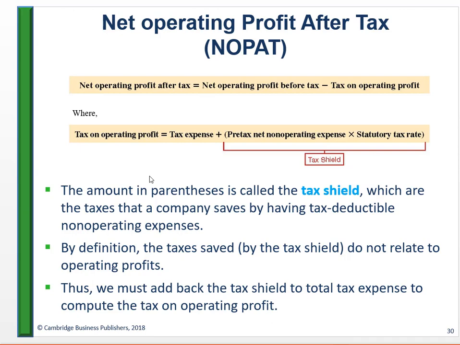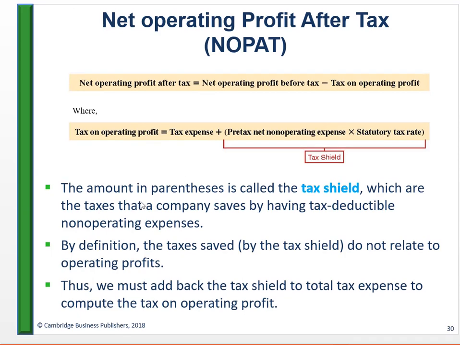Again, net operating profit after tax equals net operating profits before tax minus tax on operating profit. Tax on operating profit equals our tax expense as reported on the income statement plus our pre-tax net non-operating expense, so really just net non-operating expense, so that interest expense and interest gains and so on and so forth, times our statutory tax rate. So this is called our tax shield, which, by definition, lowers the tax expense that we pay, and we want to be able to identify.